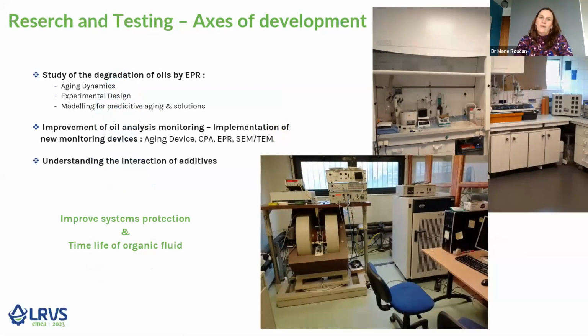So on this research, we have 3 main axes of development. The first one is the study of the degradation of oil by EPR. And to do so, we are using different systems and tools. So we do dynamic aging, we do experimental design, and we try to predict the aging and find solutions through modeling, like a lab scale modeling of what is happening in real life.